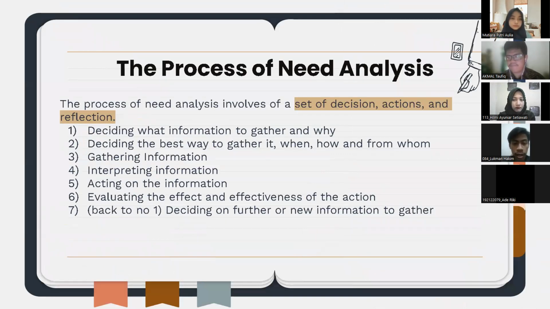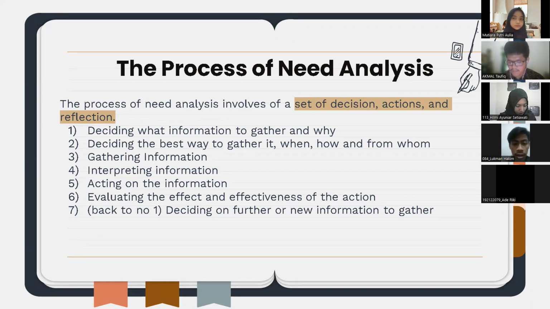All right. The process of needs analysis involves a set of decisions, actions, and also reflection. There are 7 points here. The first one is deciding what information to gather and why. So we have to know what subtopic we will gather and why we choose that subtopic. And the second one is deciding the best way to gather it: when, how, and from whom.